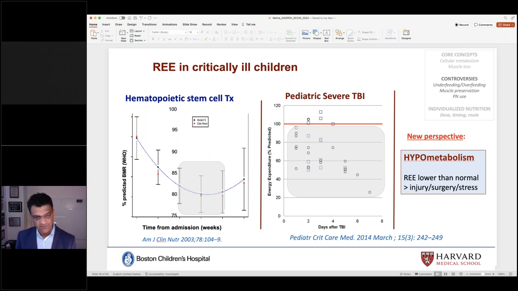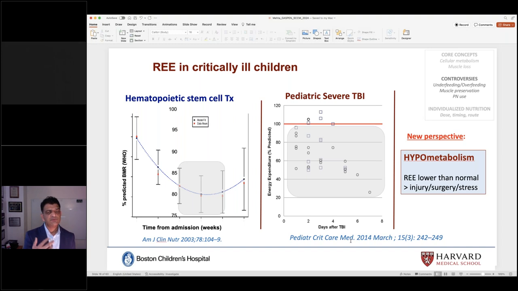Forget hypermetabolism. Same thing on the graph to the right of that. These are data from Dr. Kohanek's group in Pittsburgh, and these are pediatric severe traumatic brain injury patients. Once again, on the x-axis is days after traumatic brain injury, and on the y-axis is the actual measured energy expenditure as a percentage of what was predicted. The red line is the 100% prediction. And you can see the hypermetabolism was a myth. The majority of patients were hypo, some were very hypometabolic.